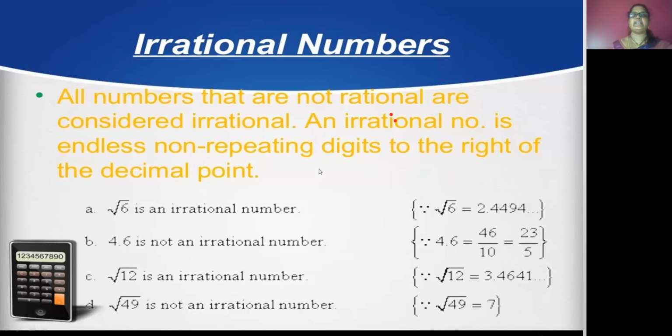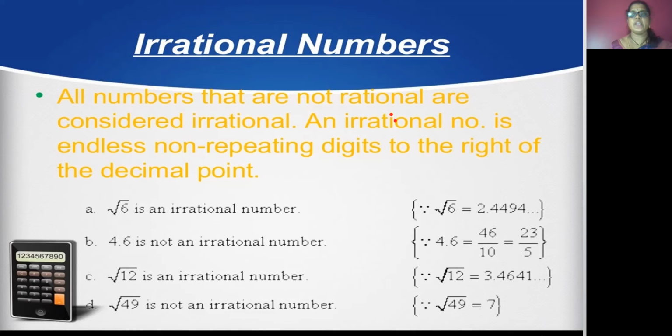Irrational numbers have endless non-repeating digits to the right of the decimal point. Root 6 is an irrational number. Obviously, all non-perfect square numbers are irrational numbers. 4.6 is not an irrational number. Why? Because it stops. It's a terminating decimal, and terminating decimals are never irrational numbers.